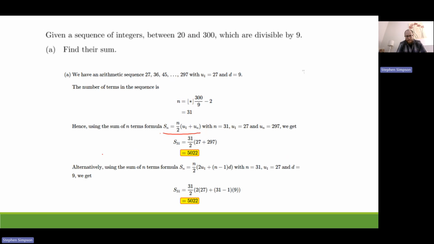Part B. Oh, sorry, part A wasn't over. Alternatively, you could use the other formula, which is equivalent to this one, like we talked about yesterday. You get the same answer. Either formula.